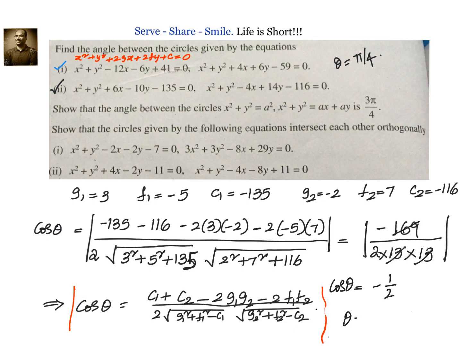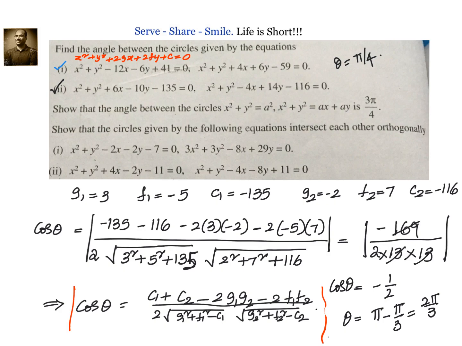Then theta value will be how much? Cos theta will be minus 1 by 2. Theta is pi minus pi by 3. In the second quadrant, that will be 2 pi by 3.